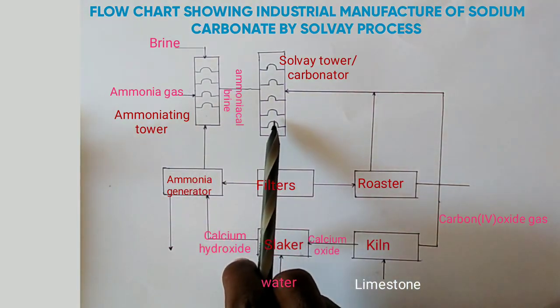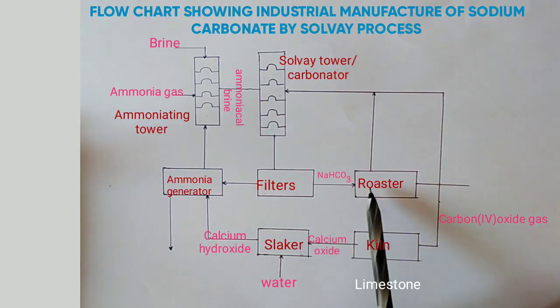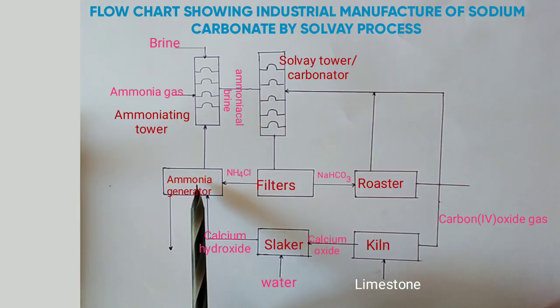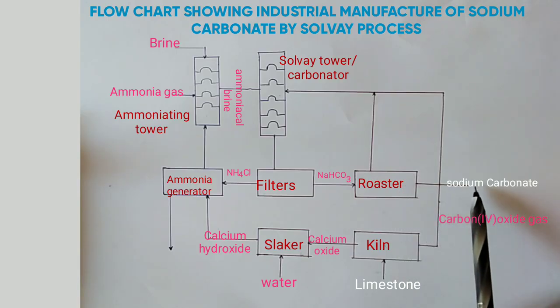Now in the Solvay tower, the reaction occurs where it forms sodium hydrogen carbonate and ammonium chloride, which is pumped to the filters here. In the filter, there occurs separation. That is sodium hydrogen carbonate, which is solid, and ammonium chloride, which is filtered, separated, where the residue sodium hydrogen carbonate is pumped to the roaster, and ammonium chloride is pumped to the ammonia generator. So in the roaster, the sodium hydrogen carbonate is decomposed to form sodium carbonate, which is our main product, which is pumped out here.